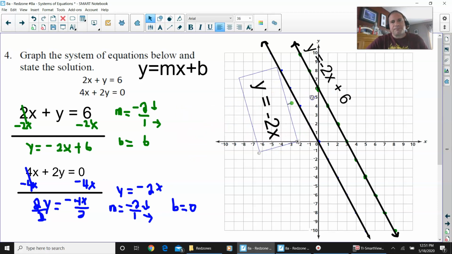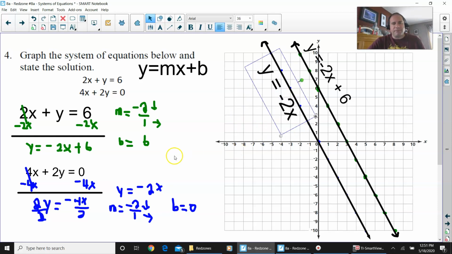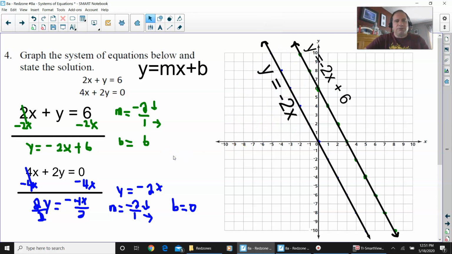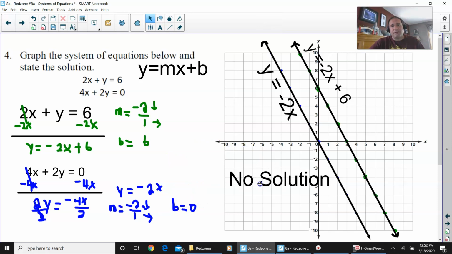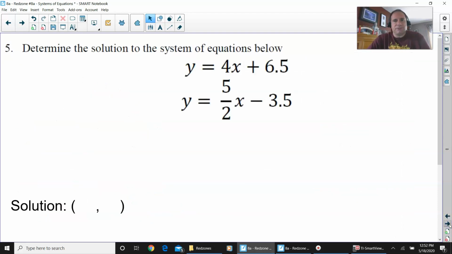So just remember, you have the same slope. That means these lines will never meet. So you have no solution. There is no solution that you could put down for this because there is no intersecting point. If there is no intersecting point, guess what? There is no solution. You notice that it's y equals -2x and y equals -2x plus 6. And that is no solution.